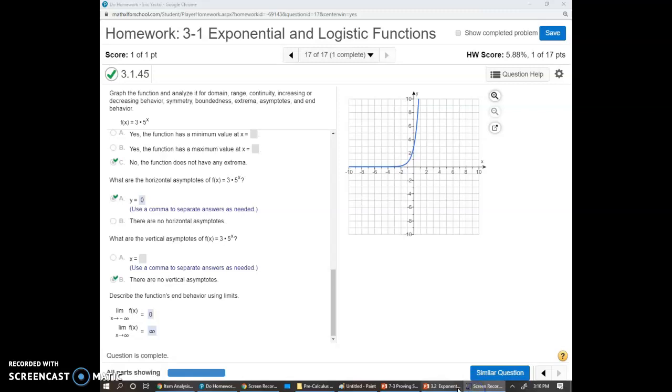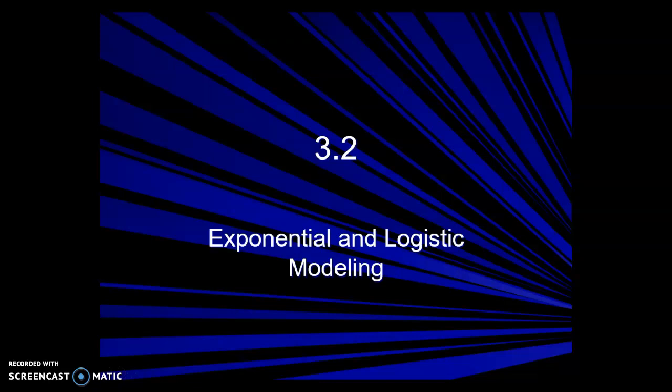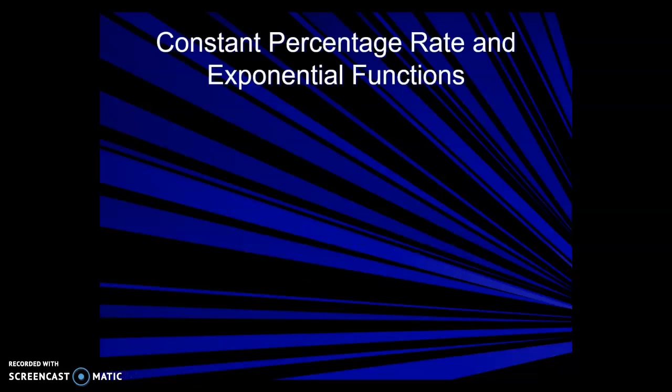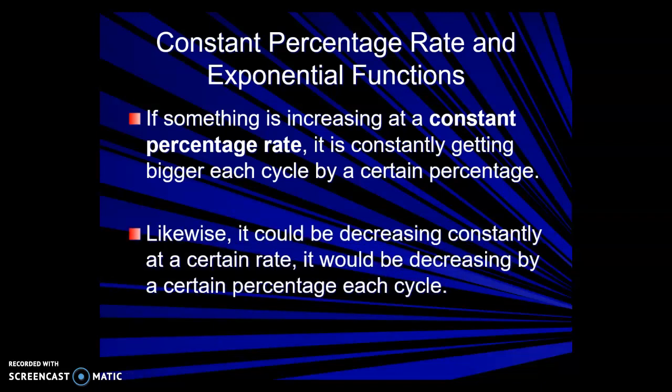Now on to the next lesson. Here we are, exponential and logistic modeling. In this lesson, you're going to be looking at modeling real life things with these exponential functions. If it's getting bigger constantly each cycle by the same percentage, that's what we call a growth model. If it's decreasing by a certain percentage each cycle, that's what we call a decay model.